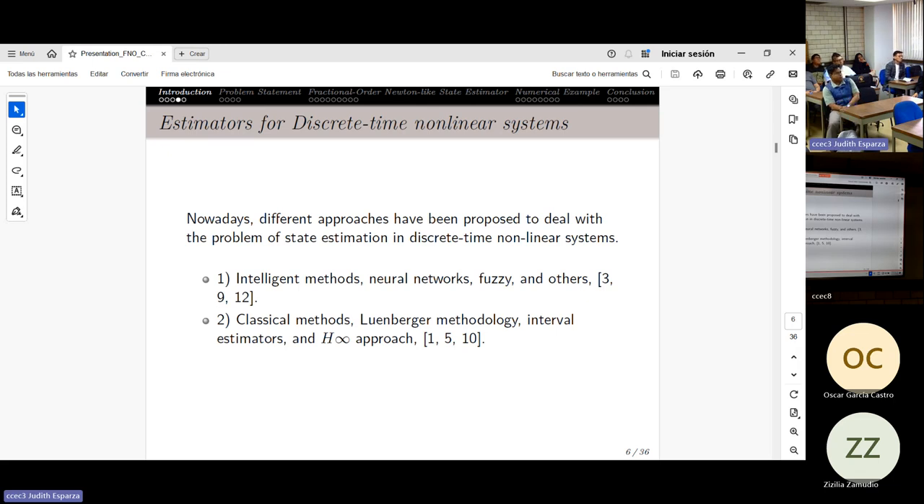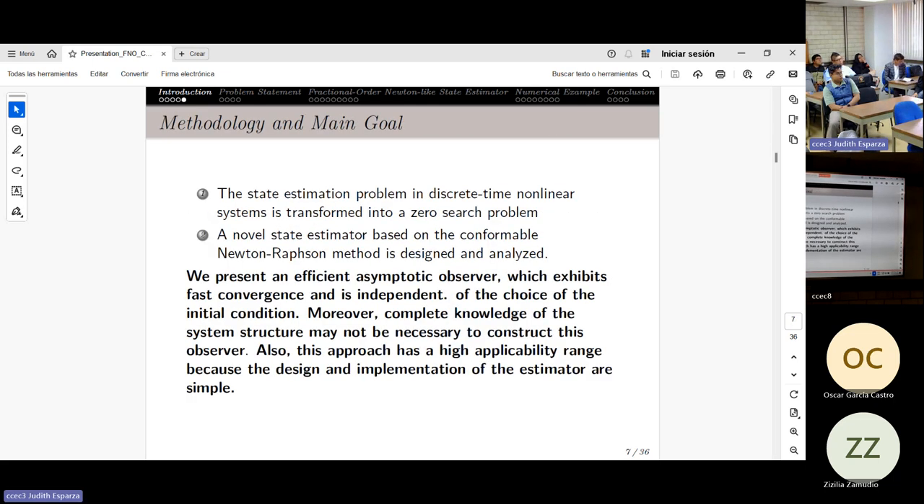Nowadays, different approaches for estimators in discrete-time nonlinear systems have been proposed to deal with this problem. The first approach is intelligent algorithms: neural networks, reinforcement learning, etc. The second approach is classical methods: the Lorenz methodology and interval estimators, H infinity, etc. In this talk, the main goal and methodology is that the state estimation problem of discrete-time systems is transformed into a zero-search problem, or root-finding problem.